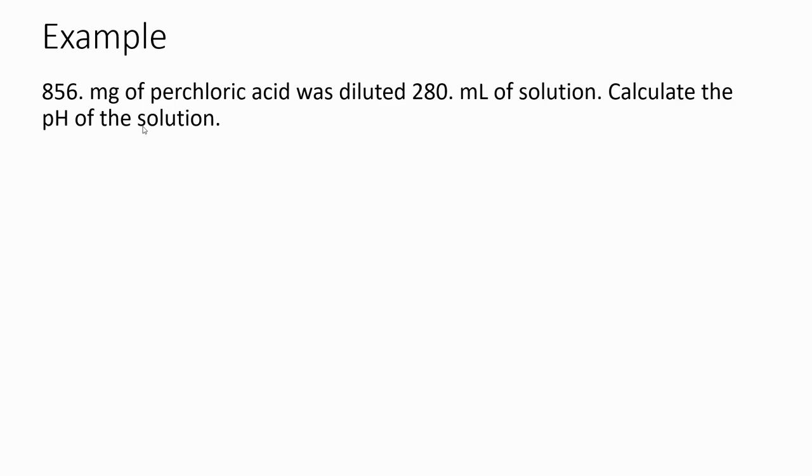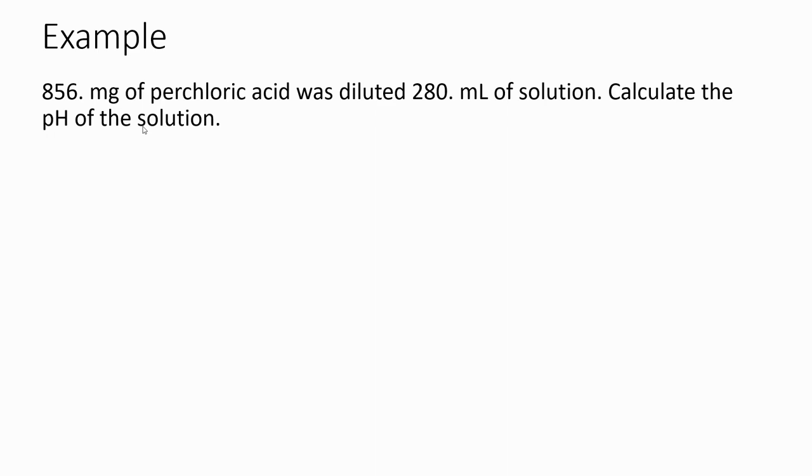We talked about how we're going to take our mass. Remember, this needs to be in grams first. So we have 0.856 grams of perchloric acid. We're going to divide by the molar mass of perchloric acid. So how do we find the molar mass? Well, sometimes, I'm not sure if Alex gives us this one. Maybe Alex will give us this one.